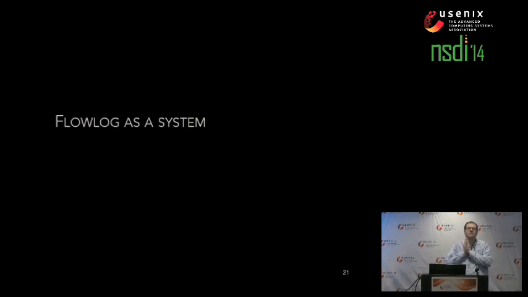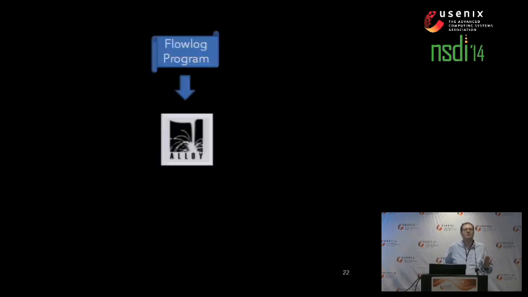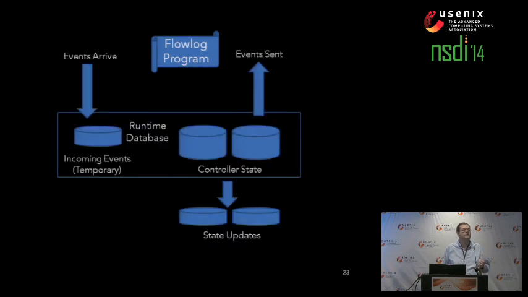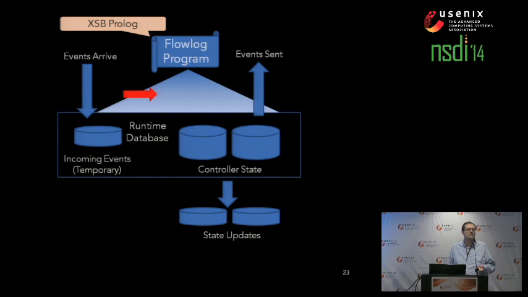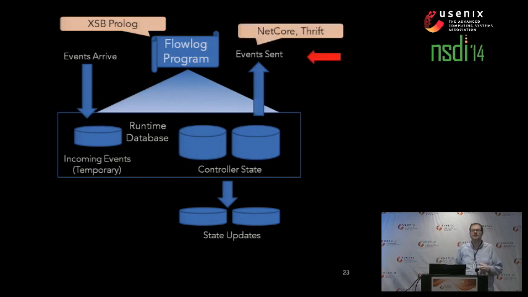Well, as Andrew keeps reminding me, this is a systems conference. So although I've told you about our verification in brief, I really want to tell you about how Flowlog responds to events that appear on the network and how the system works. When an event arrives, it gets converted to a row in a temporary database table. Then we use the XSB Prolog engine to evaluate the program with respect to the current state and that arriving event in the temporary table. That tells us how to send output, either via the netcore library or via thrift, and how to update the controller state into a new state.